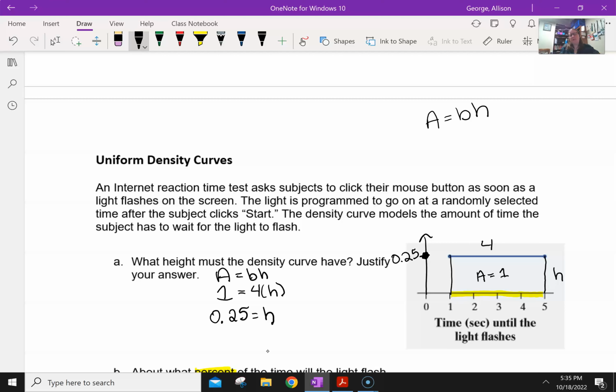So for most uniform density problems, you have to do what we just did as your first step. Usually they don't give you the height. You've got to go through and figure it out. So then once you have your height, then you can solve different types of problems.